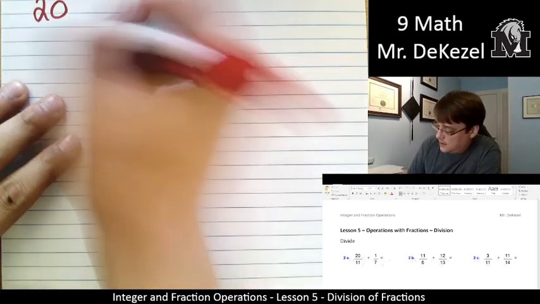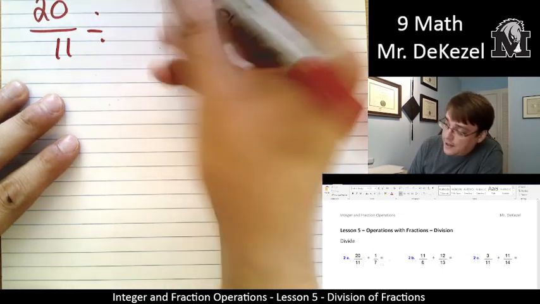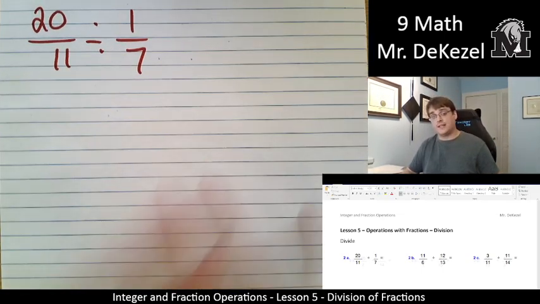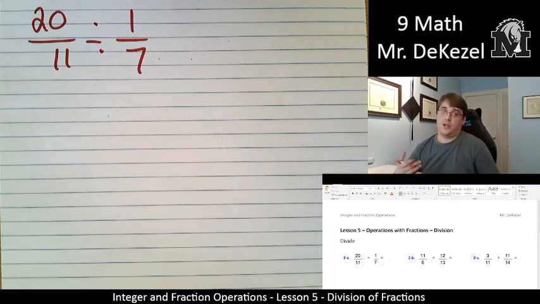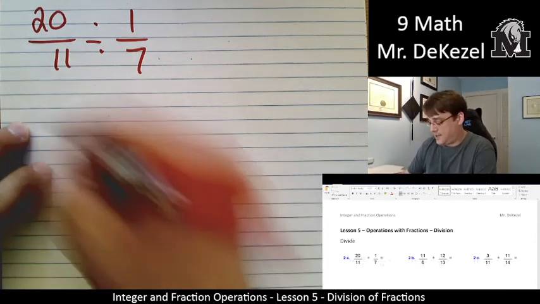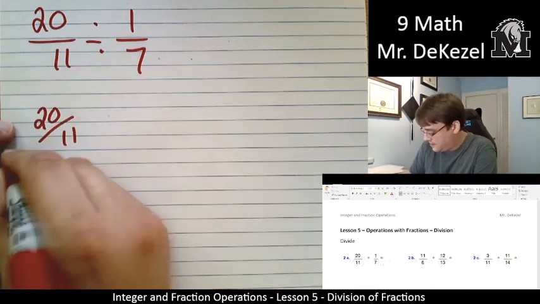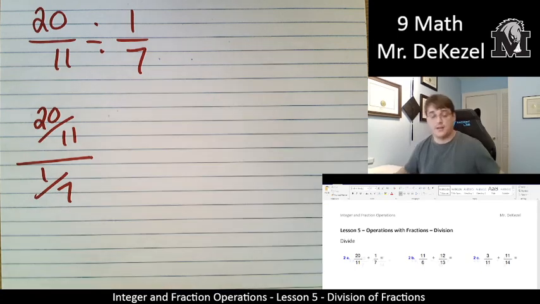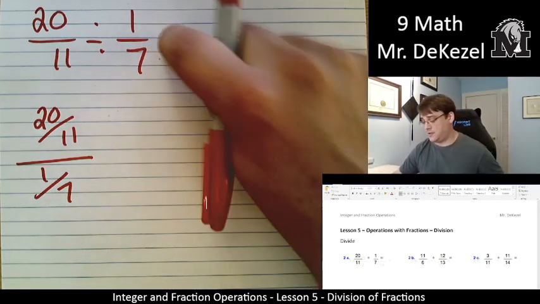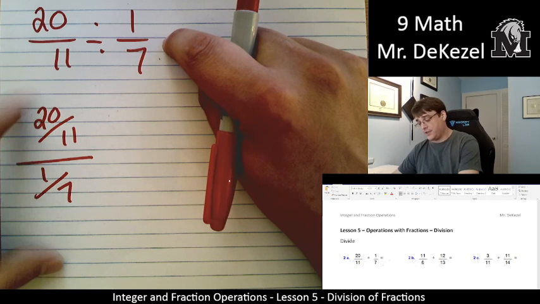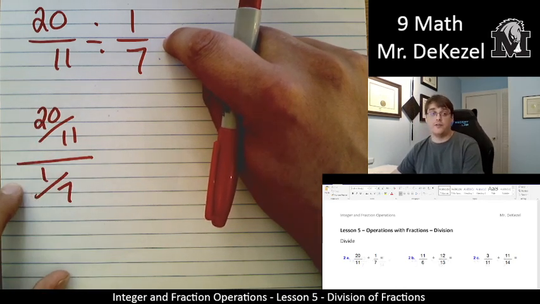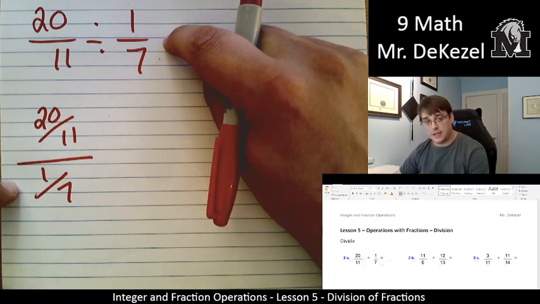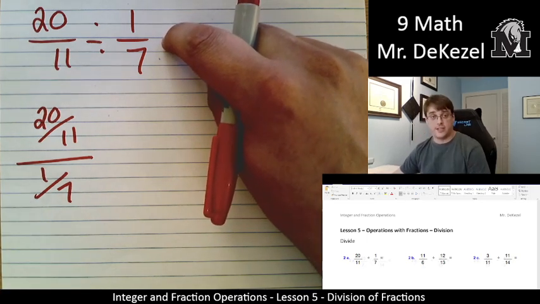20 over 11 divided by 1 over 7. And this is just how this program writes these questions side to side. You will often see this instead. 20 over 11 then divided by 1 7th. Okay, so these two things are the same. This is a lot easier to read than this, right? But this is going to be given to you in a lot of questions, especially when we deal with algebra going forward. So it's just key that we know that we flip over the denominator.